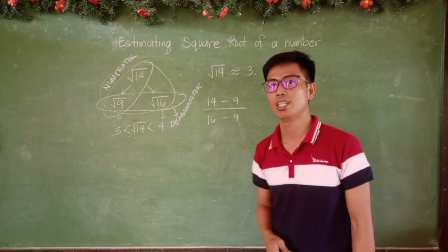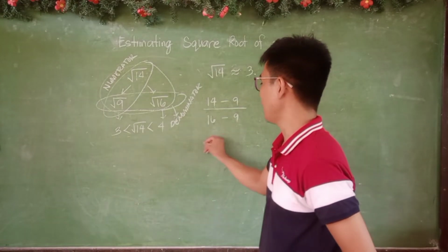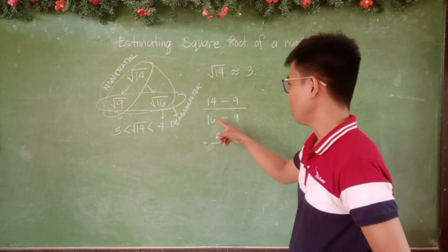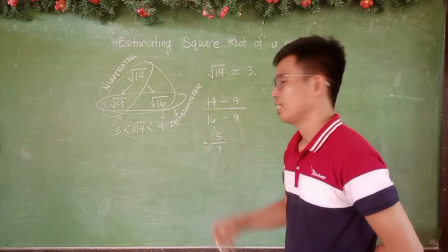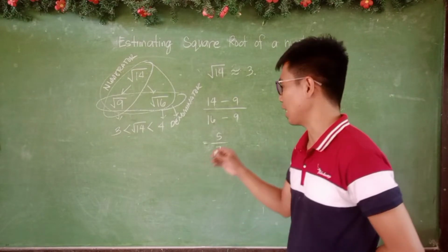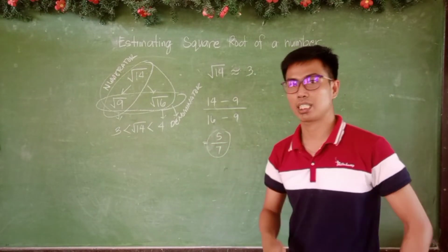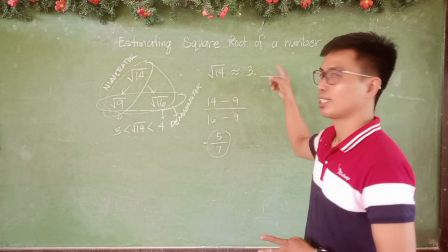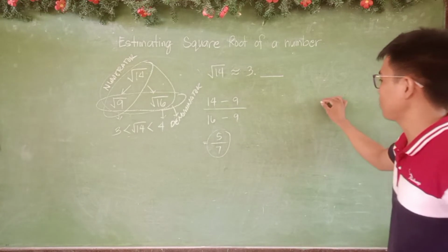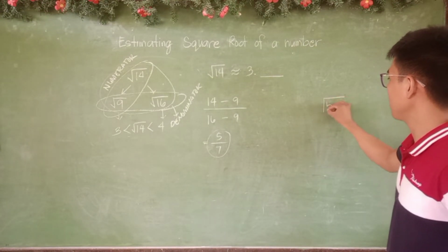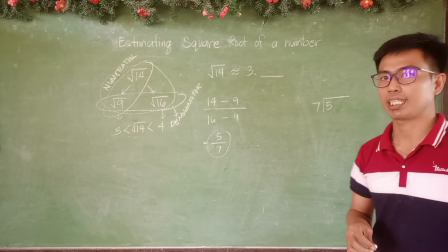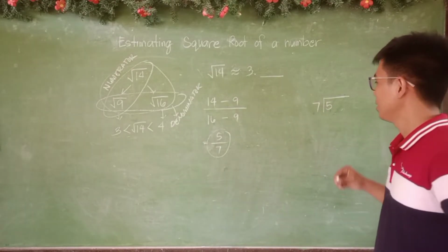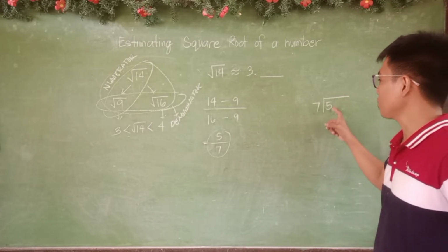And then, we're going to solve the given. We have 14 minus 9 is 5, divided by 16 minus 9 is 7. Then, 5 over 7, gagawin natin siyang decimal, at yun yung ilalagay natin dito sa given. So, dividing, we have 5 over 7. That should be 5 yung nasa loob, 7 yung nasa labas, since this is the numerator and this is the denominator. So, dividing, we have 5 divided by 7.